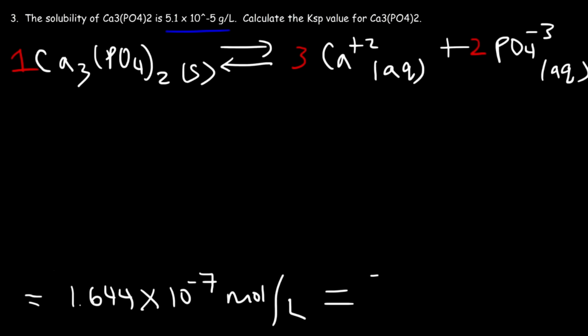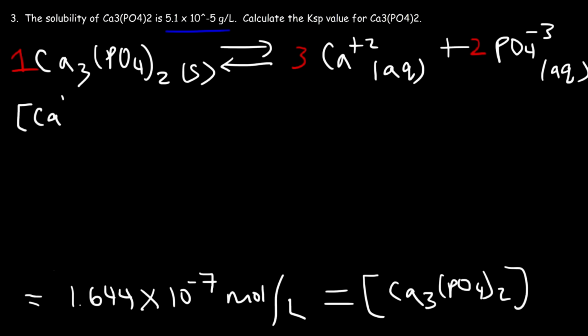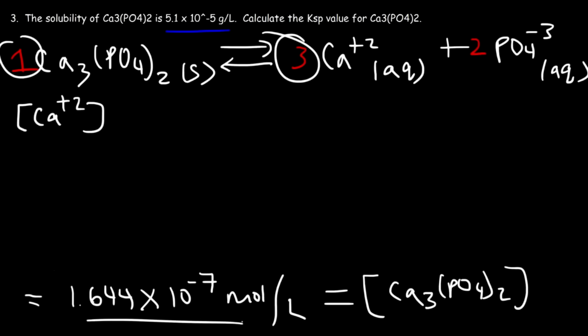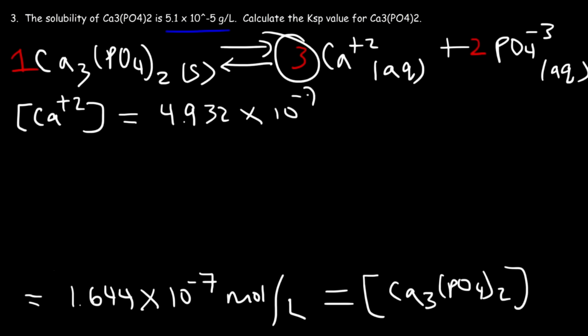Now keep in mind, this molar solubility represents the concentration of calcium phosphate that's dissolved in the solution. So now let's calculate the concentration of the calcium plus 2 ion. So notice that it's 3 times this particular value. So it's going to be 3 times 1.644 times 10 to the minus 7. And so that's going to be 4.932 times 10 to the minus 7 moles per liter, or molarity.